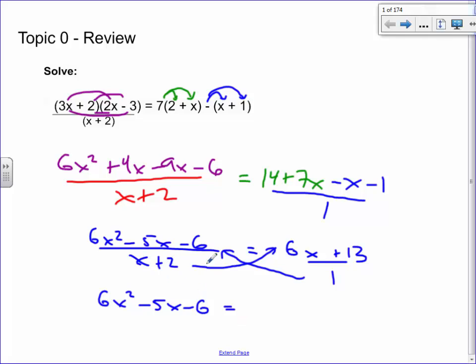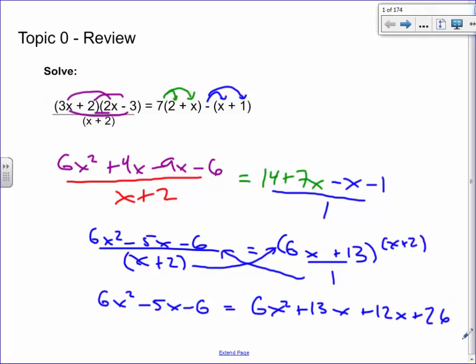What happens when you take the x plus 2 and times it by the 6x plus 13? What are you really doing? Devin was always the person who said something. What do you do when you take this x plus 2 and you bring it up over here? Yeah, FOIL it. So I'll just write it here temporarily. We need to FOIL that bit. So you're going to get 6x squared, 13x, 12x, and 26.